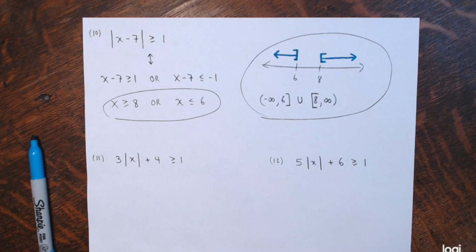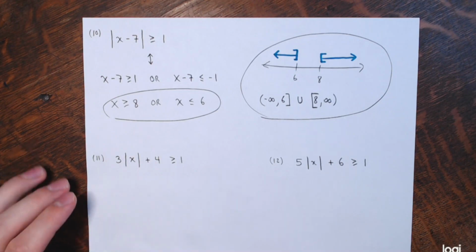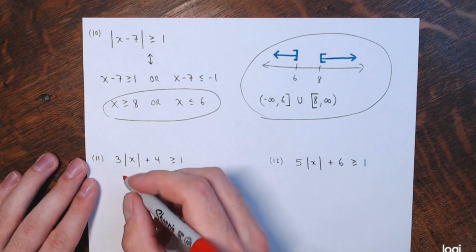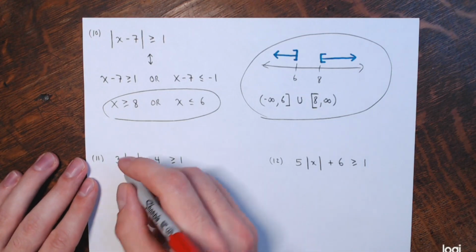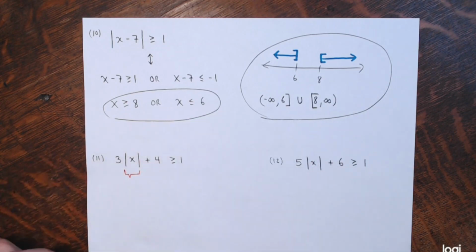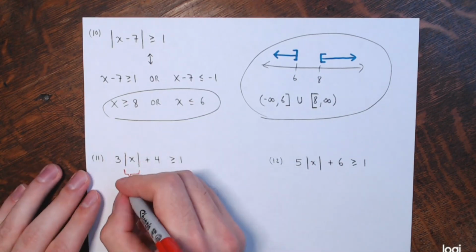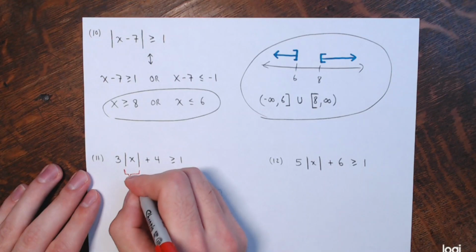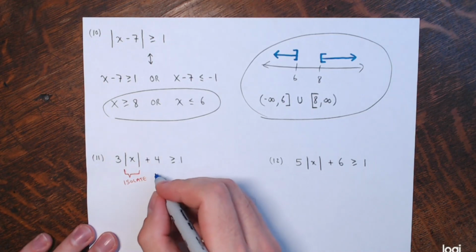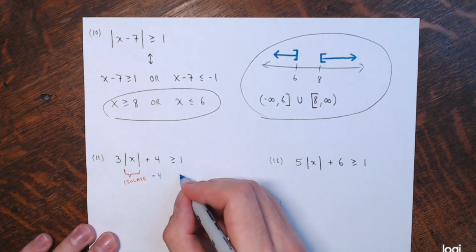Now finally, these last 2 examples, the absolute value is not alone. So we have to do some stuff, right? For number 11, you see how the absolute value expression is not alone. So I would like to get it alone, isolate it. Now in order to do this, I'm going to take away the 4 from both sides.